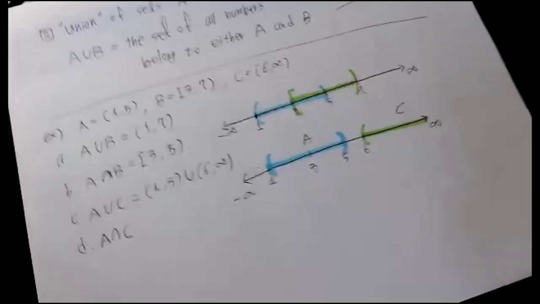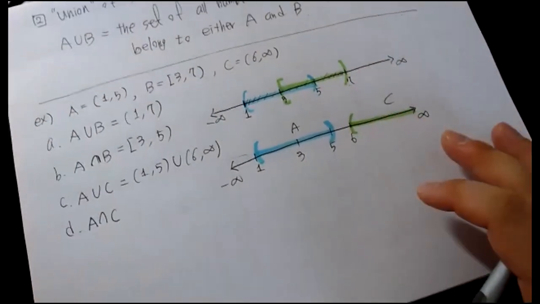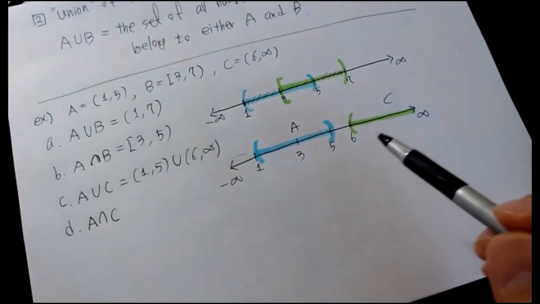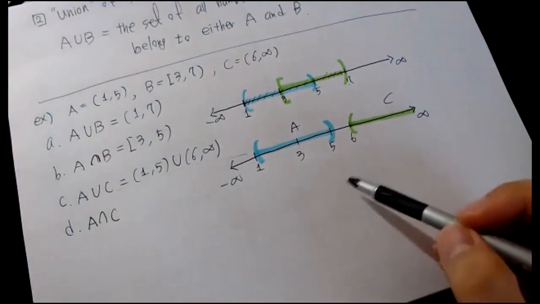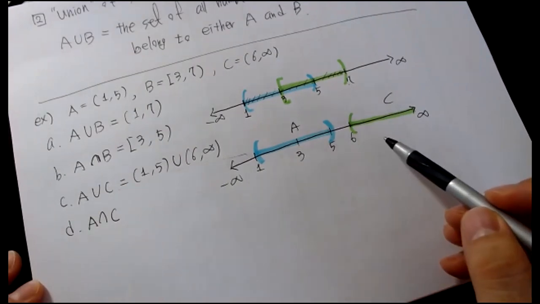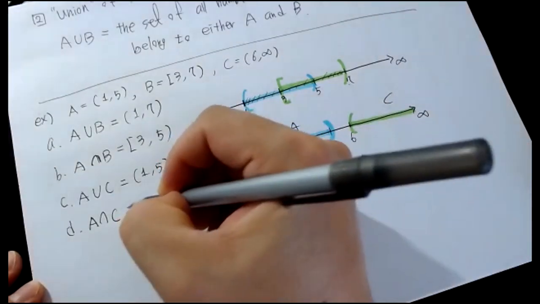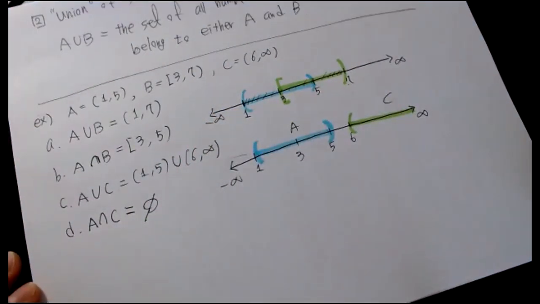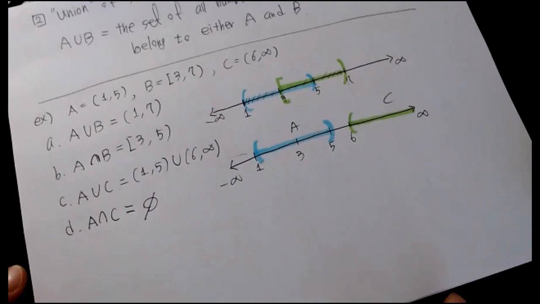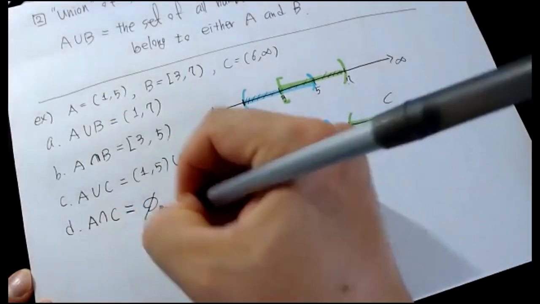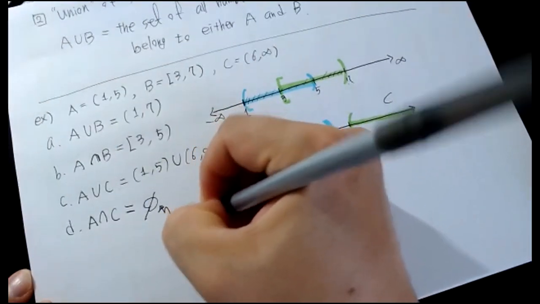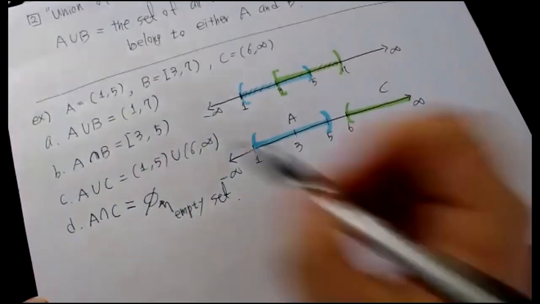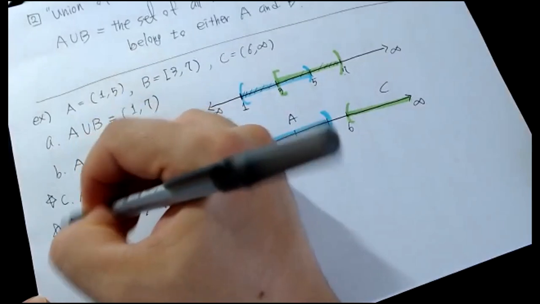All right, so next, let's find A intersection C. As I told you, there is no common part between sets A and C, so it's going to be the empty set. I introduced the symbol phi in class, right? So phi means empty set. Keep this in mind. The key point is the C and D.